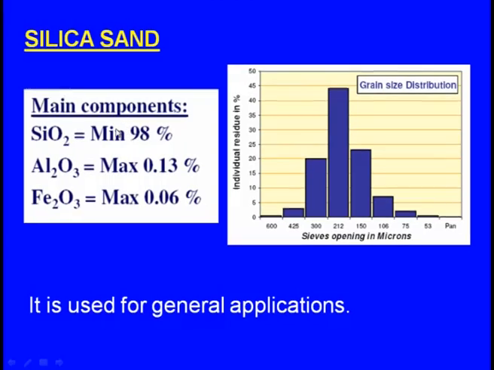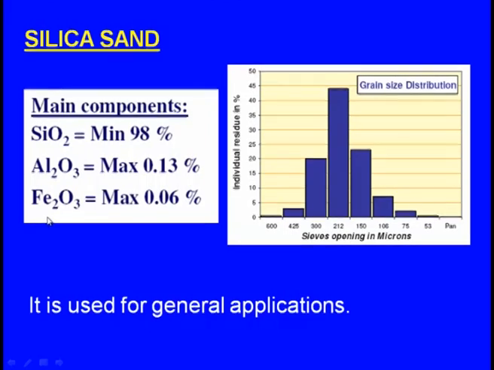Now this is the silica sand components. Again, silica sand has three components. One component is silicon dioxide, and it is present up to 98%. It also contains aluminium oxide, maximum 0.13%, and iron oxide up to 0.06%. And this is the distribution of the silica sand, and it is used for all the general applications.